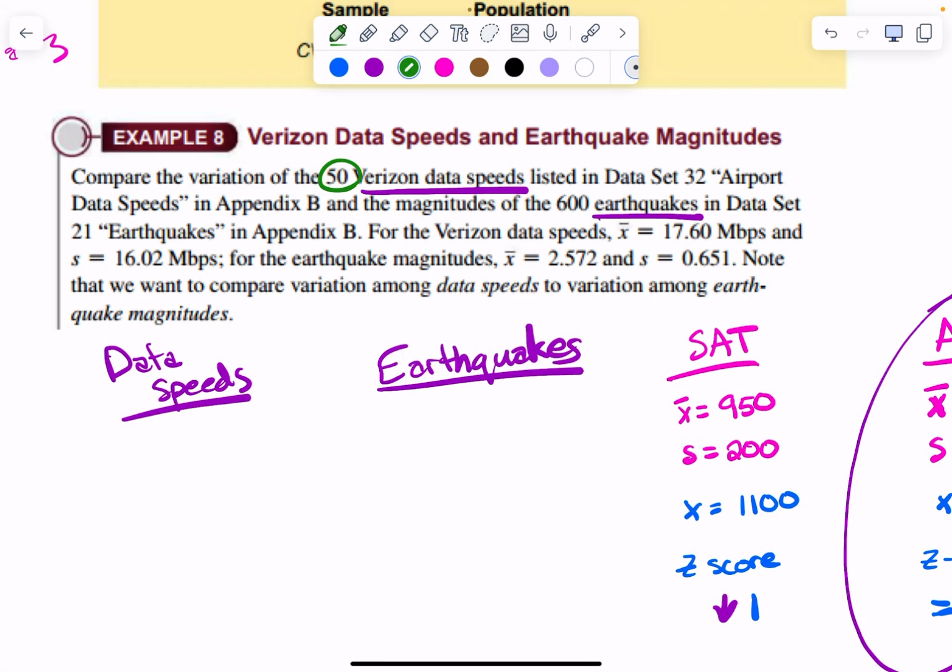Data speeds. There are 50 Verizon data speeds. That means that N is 50. N is the number of numbers that we have. All right. Magnitudes of 600 earthquakes. That means N for earthquakes is 600.